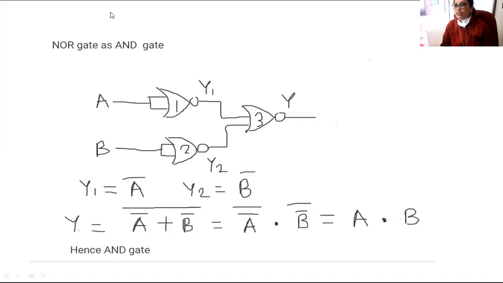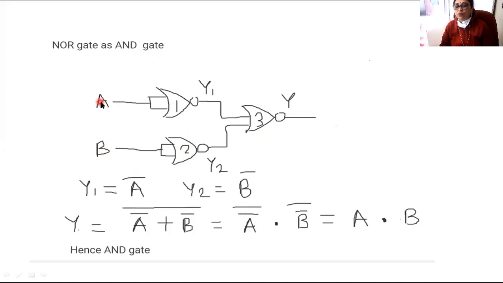ओके, आता इथे काय दिसतंय तुम्हाला? What you can observe, what is written over there? NOR gate as AND gate. And here we have to use 3 NOR gates. Okay, so gate number 1 and gate number 2 are used as NOT gates, and gate number 3 is used as NOR gate only.